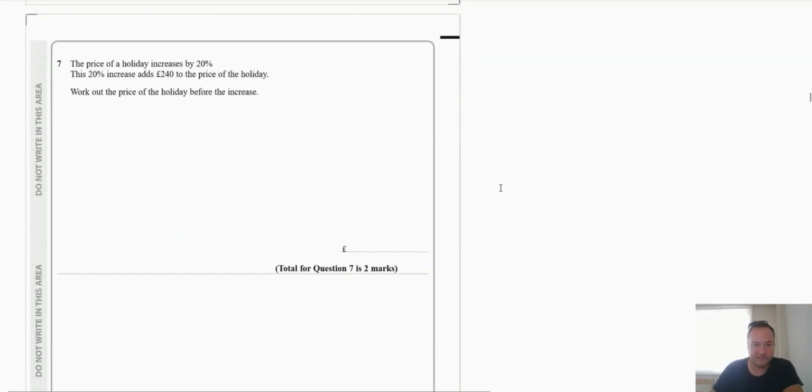Question number 7, 2 marks. Price of a holiday increases by 20%. This 20% increase adds £240 to the price of a holiday. Work out the price of a holiday before the increase.